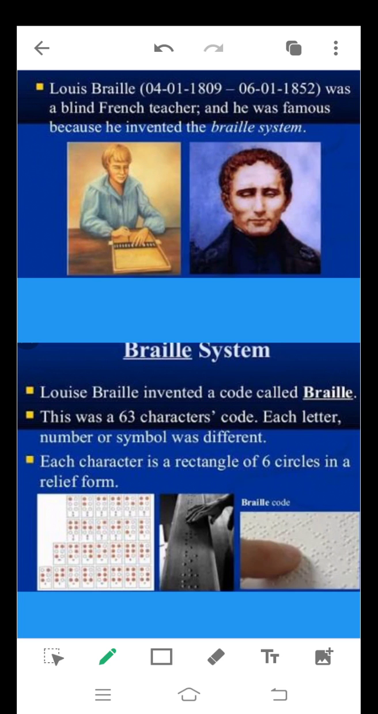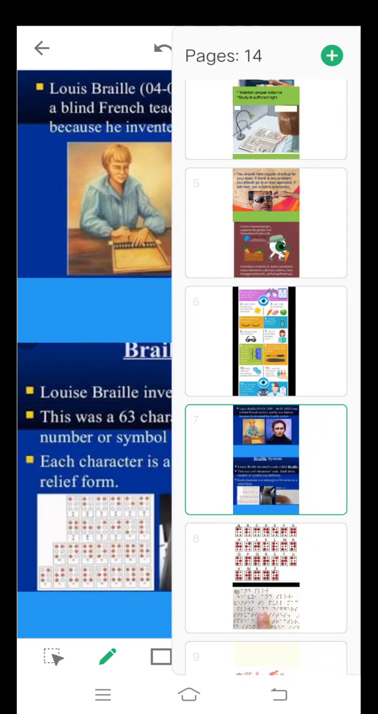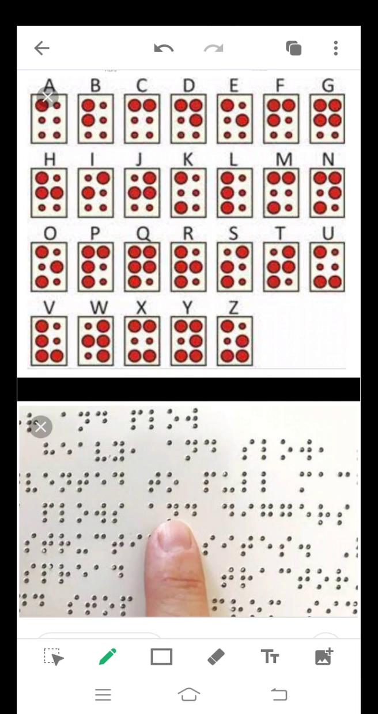and each character is a rectangle of 6 circles in a relief form. So he created this system, Braille system, which help these visually impaired people to read and study. In this system there are dots which are raised, so that by touching these dots they can read what is written.